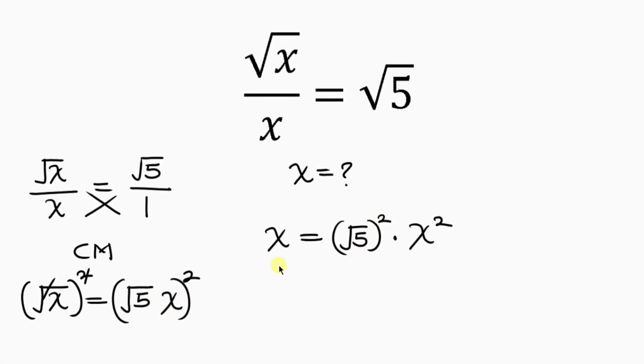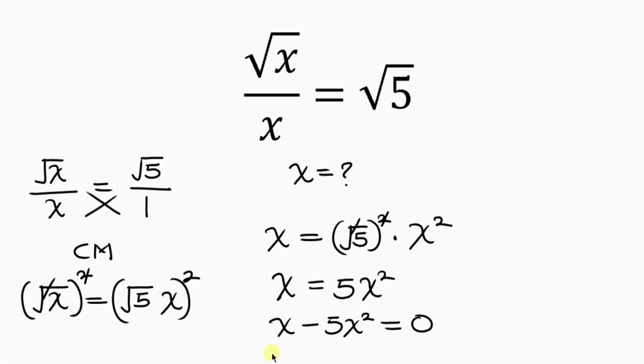Now, notice that power 2 here can cancel out the square root so that we have x to be equal to, now since square cancels out square root, I'll be left with 5 times x squared is 5x squared. Very good. Now our next step will be for us to move 5x squared to the left hand side so that we have x minus 5x squared to be equal to 0.